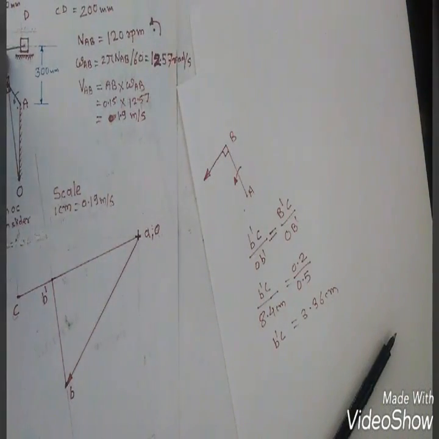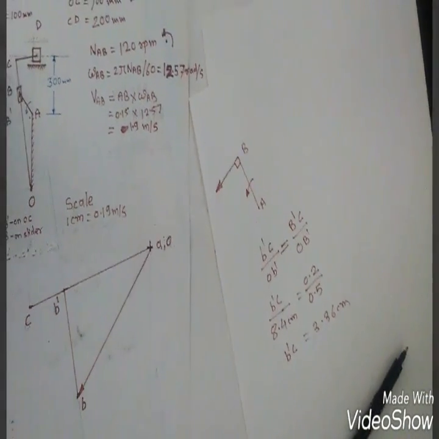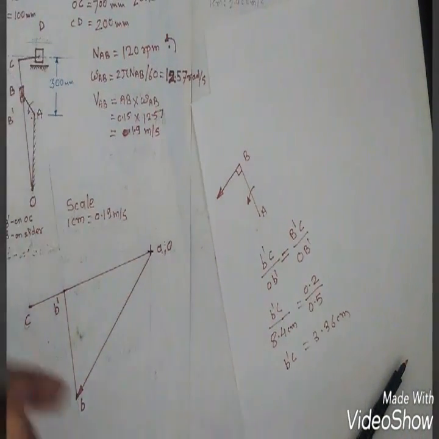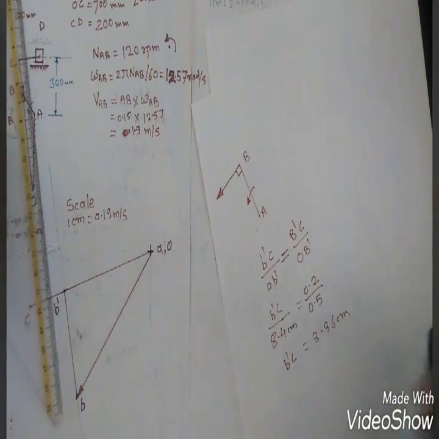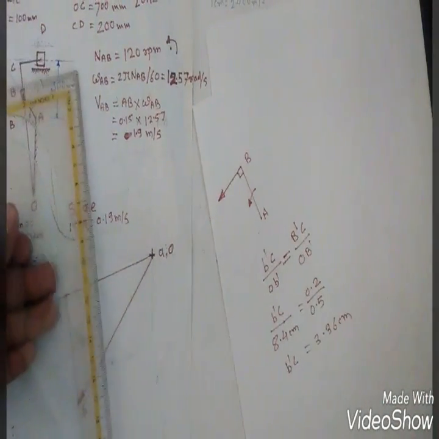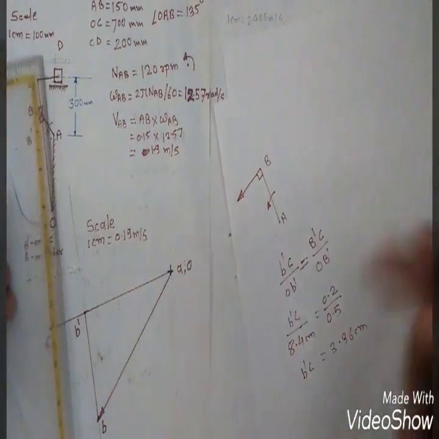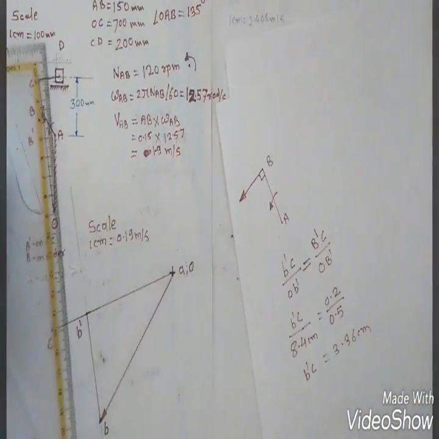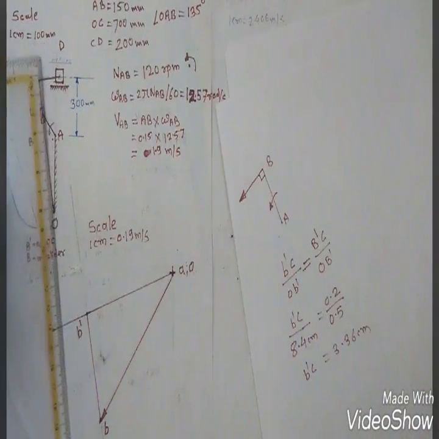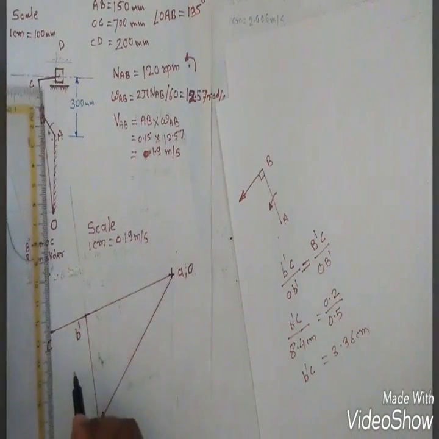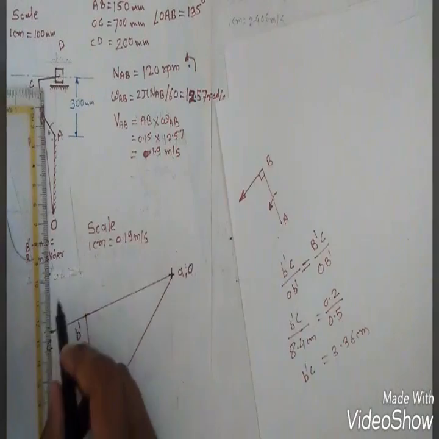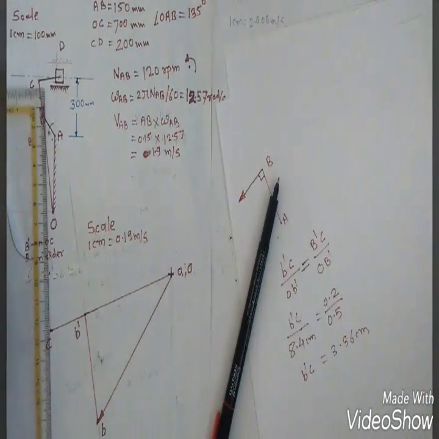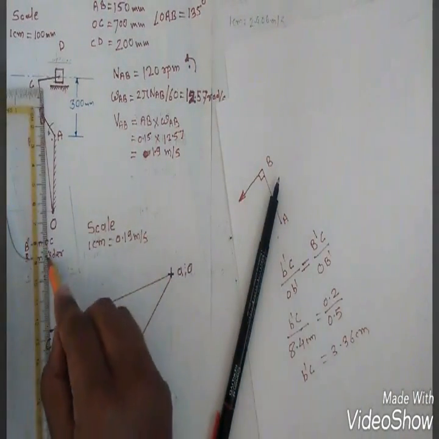For the link CD, the same link CD, we have to draw a velocity vector perpendicular to this CD. So we just have to draw a perpendicular to this, passing through the C point. Okay, we have to draw the locus of this. I will draw this with pencil.